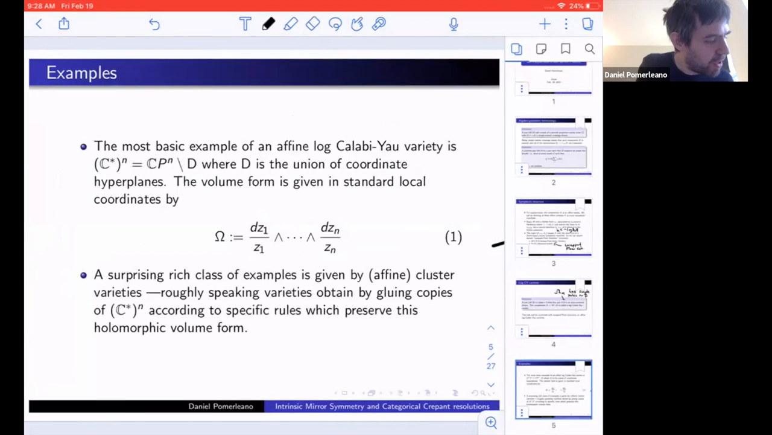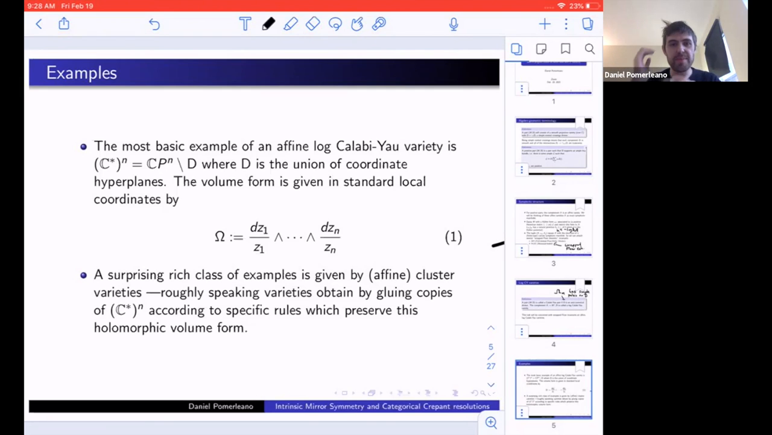from mirror symmetry, but before I get there, let me just show some basic examples of affine log Calabi-Yau varieties. So the most basic example would be an affine algebraic torus, so (C*)^n. And the way that you realize that as the complement of a log Calabi-Yau pair is to take CP^n and D to be the union of the coordinate hyperplanes. And then the volume form in this case is just the naive thing you would write down.